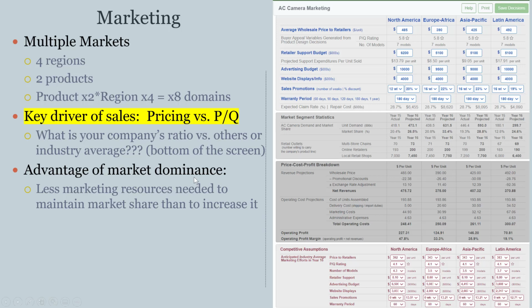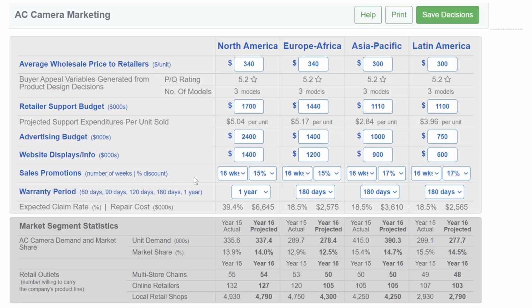One advantage to earning market dominance is that once you get market dominance, your costs will be lower for marketing. In other words, you could spend less on marketing and still maintain that, whereas to gain market dominance is actually going to cost quite a bit of your cash.